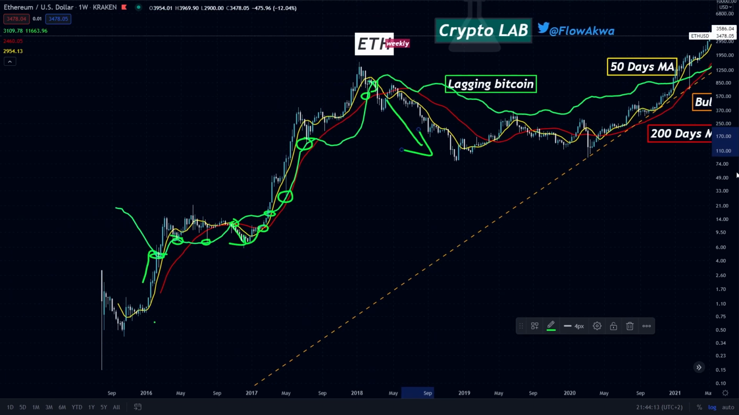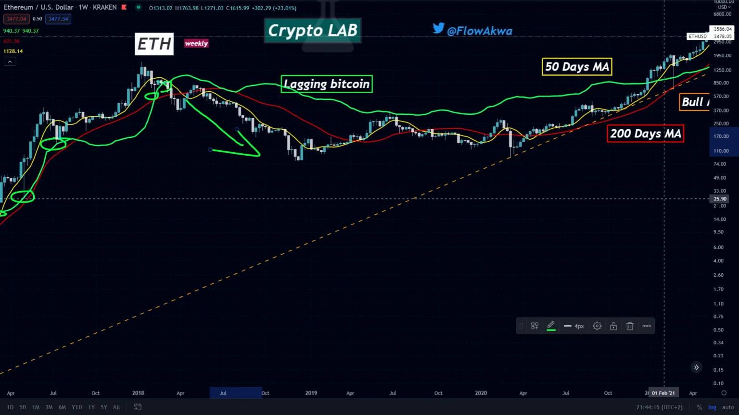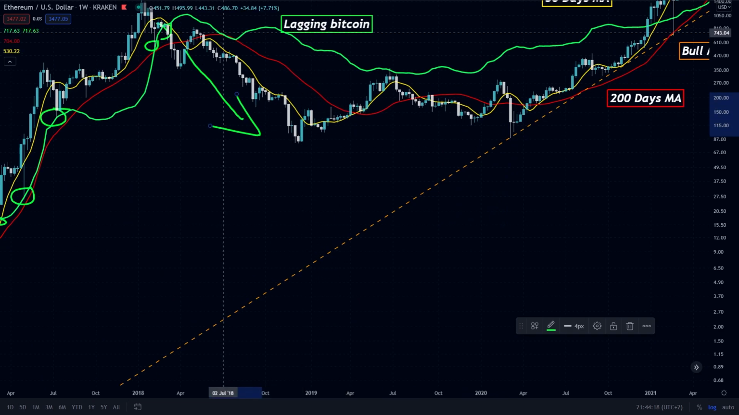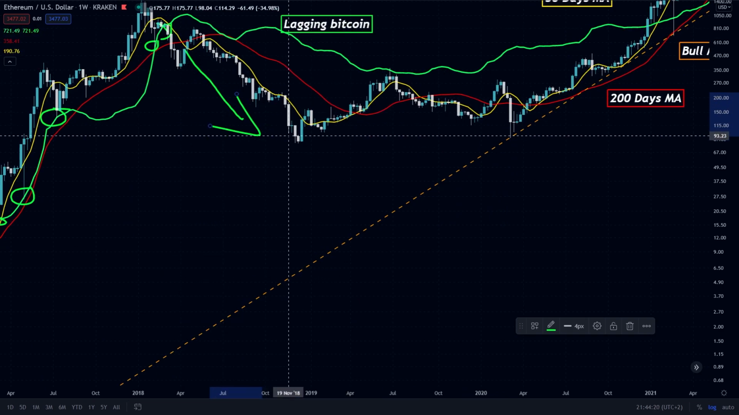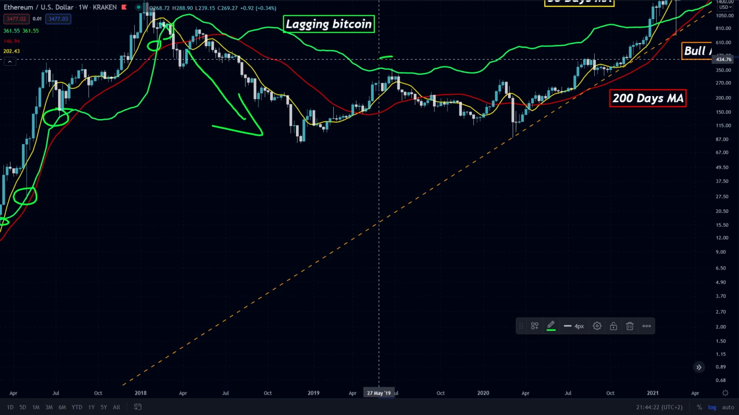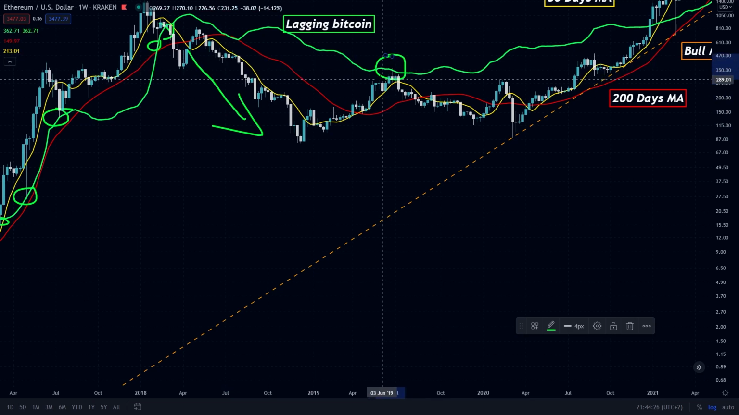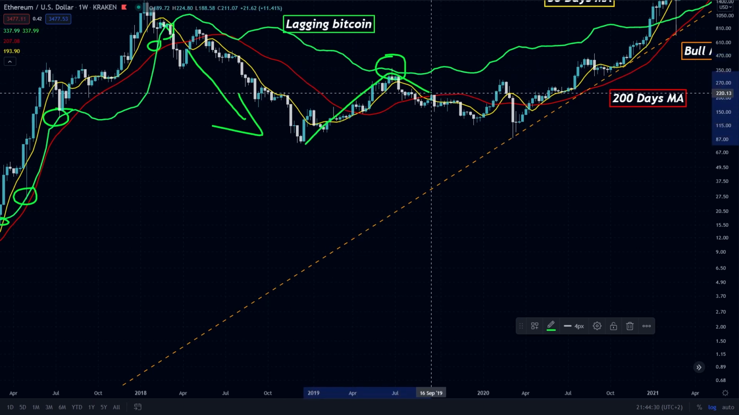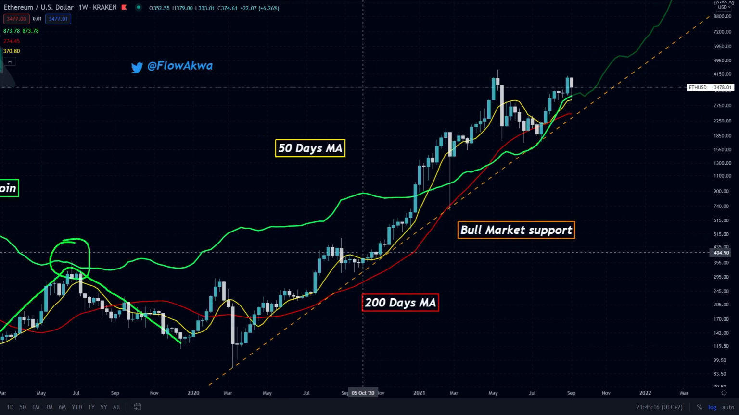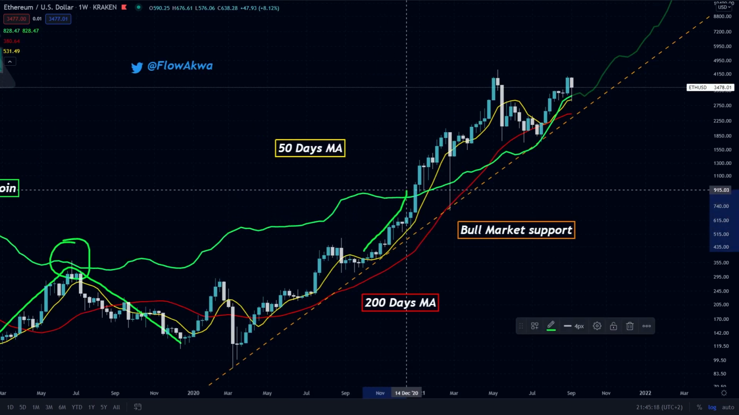This is a very accurate indicator, as you can see. After this, we went into a bear market. Then look, we used the lagging Bitcoin indicator as a strong resistance. We went to test it, we got rejected, then we went above it, as you can see.